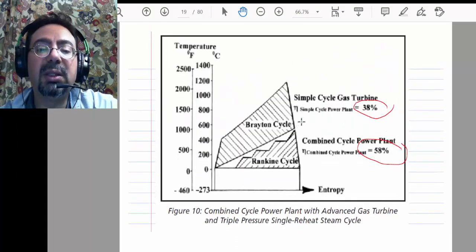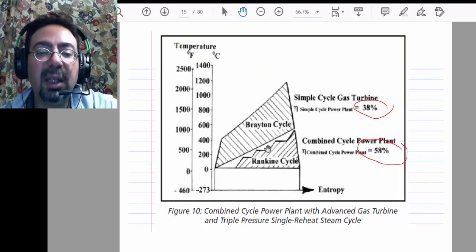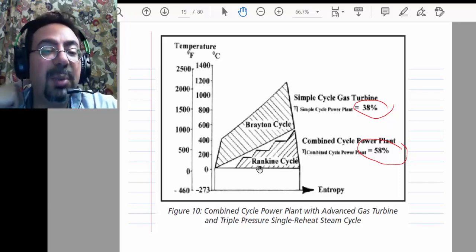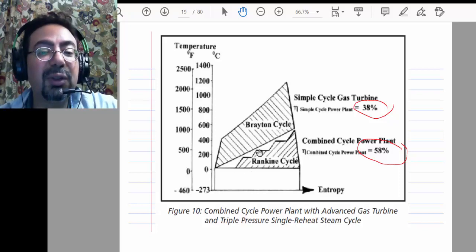Okay, so here is another sketch showing the Brayton cycle, the gas turbine cycle, sitting on top of a Rankine cycle. And here, if you notice this, he's basically saying that the steam cycle could be multiple steam power plants under it, sitting at different pressures.